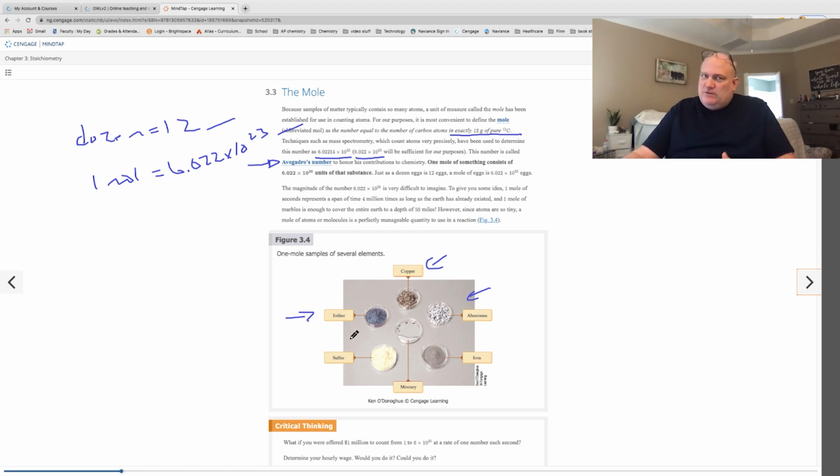Now, you should be aware of this. Just like a dozen, you don't know the weight of a dozen until you know what you are dealing a dozen of, right? So if I say that I have 1 mole of iodine, that's going to have a different mass than if I have 1 mole of mercury or if I have 1 mole of copper, because they all have different masses per 6.022 times 10 to the 23rd atoms of them. I just think it's kind of cool.